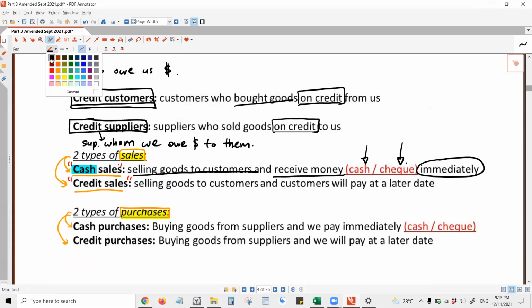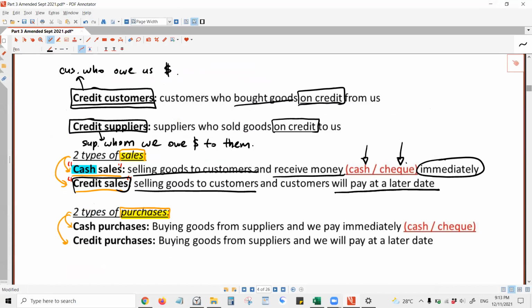On the other hand, credit sales mean the other way around. It means you sell goods to the customer and customers will pay at a later date. What is the term that is used? On credit, okay? On credit, right? So you may write here, it means on credit. If customers don't pay on the spot, they pay later, they owe us money for some time, that's credit sales.